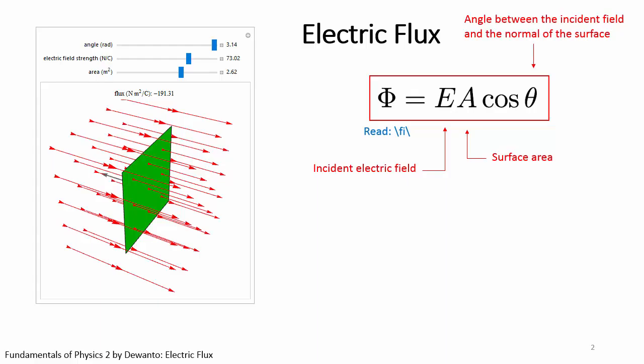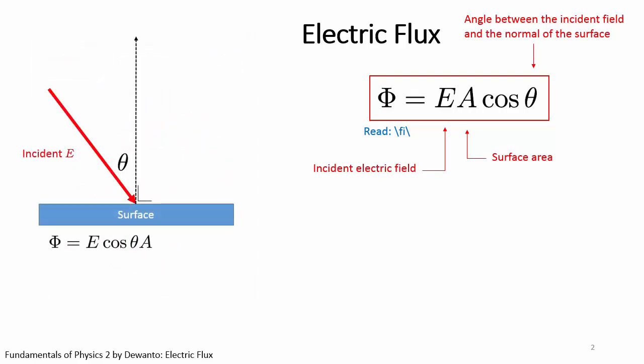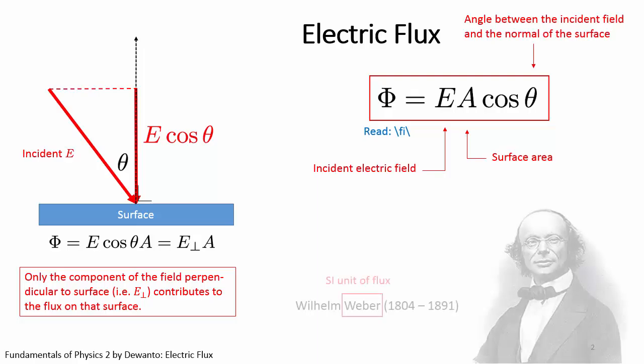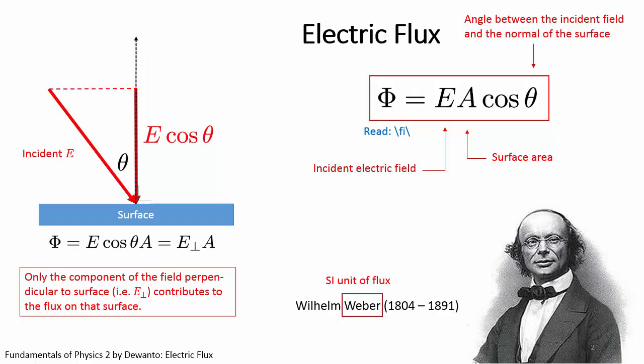Now there is something interesting here. If you are to rewrite the formula for flux with a slight rearrangement, the term E cosine theta refers to the projection of the incident field along the normal direction of the surface. In other words, only the component of the field perpendicular to the surface contributes to the flux on that surface. Keep this in mind. The SI unit of flux is Weber, or Wb in short form. It is named after a 19th century German physicist Wilhelm Weber.